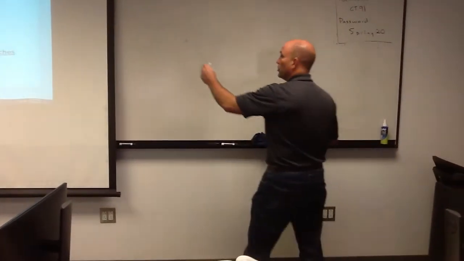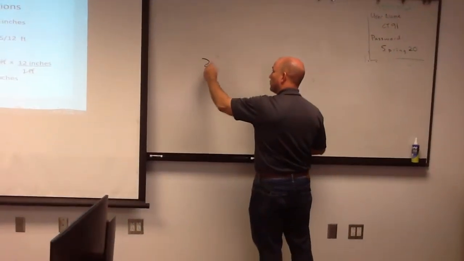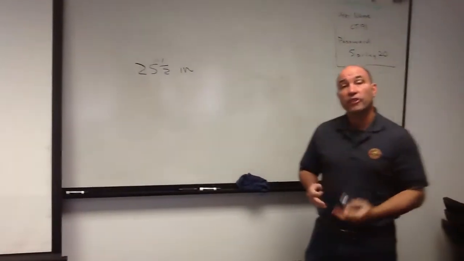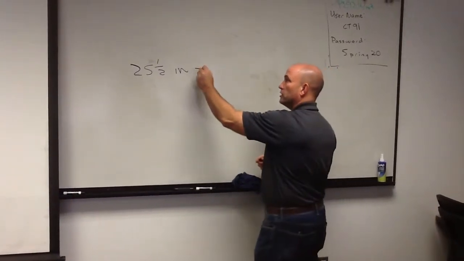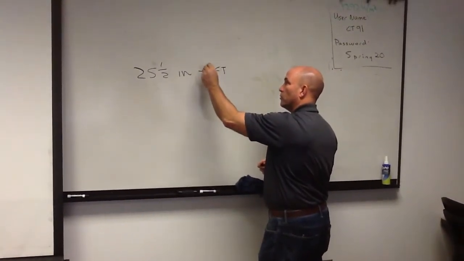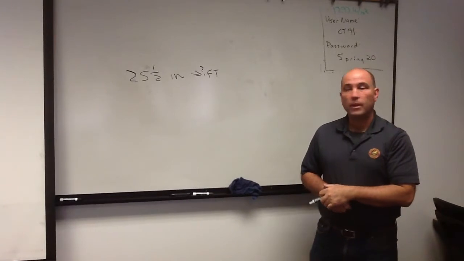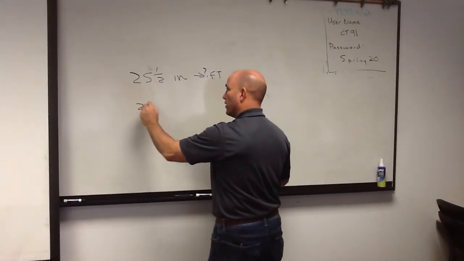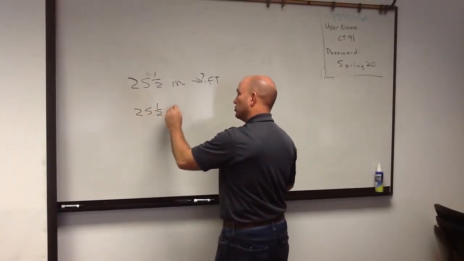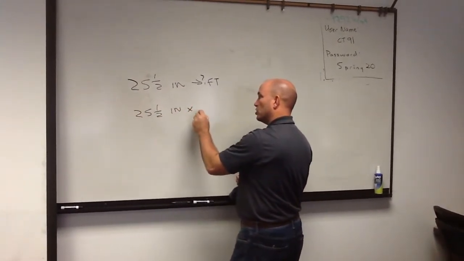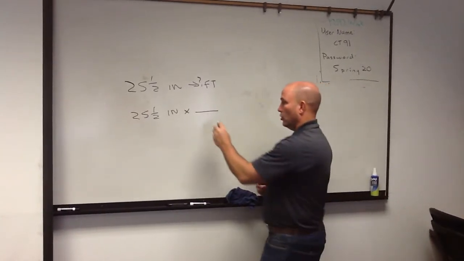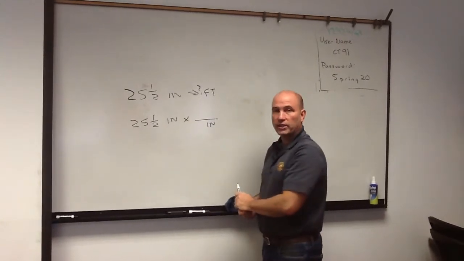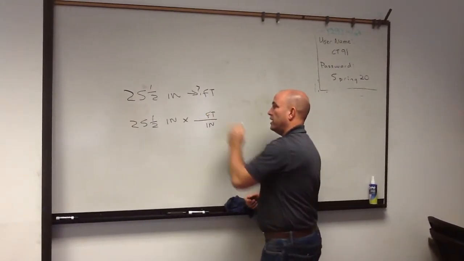And so what we're going to do is we're going to have 25.5 inches, and they want us to convert it to feet. So we're going to feet, and we're wondering how many is that, right? And so what we can do is we can take that 25.5 inches, and we're going to multiply it by what? Well, we know we want to get rid of inches, right? Inches is up here. We want to divide so that they'll cancel, and we're going to put feet here.